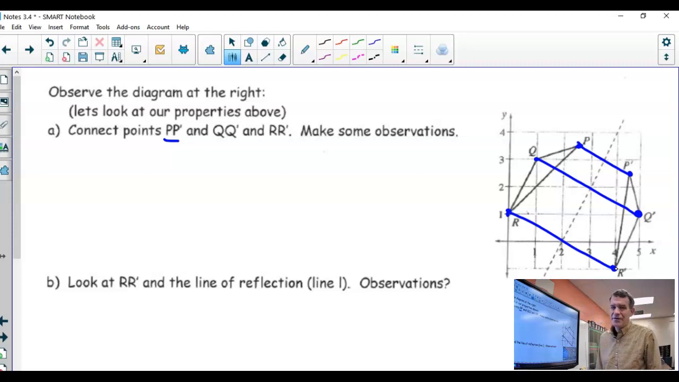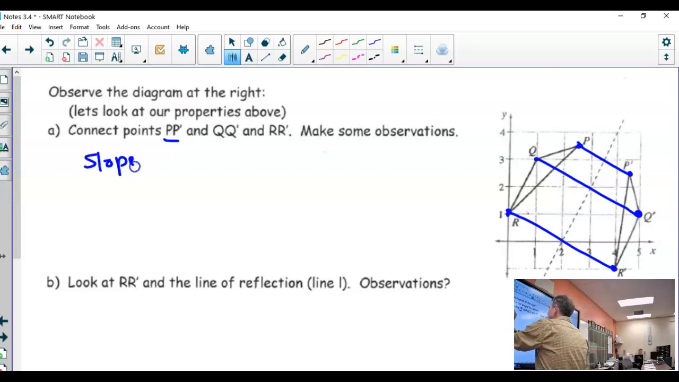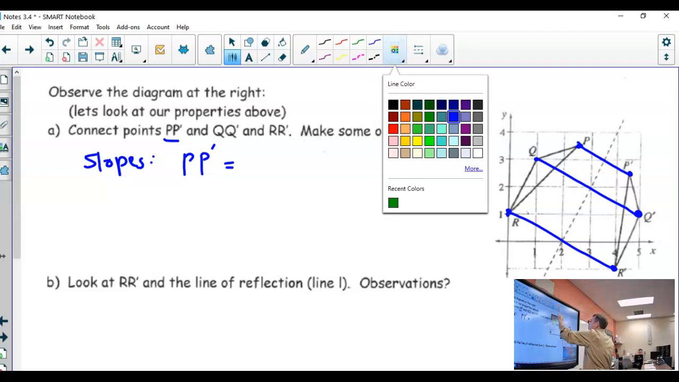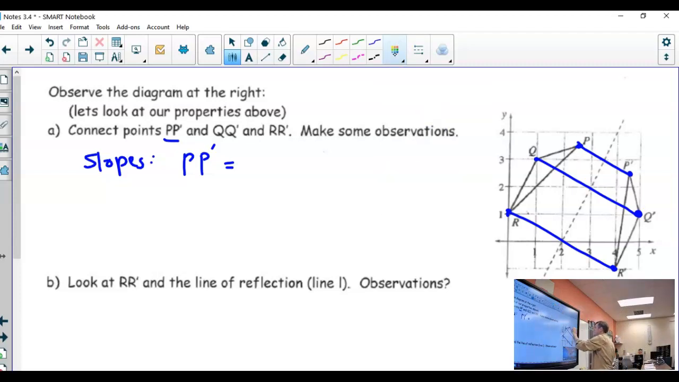And I can check to see if they're parallel by checking their slope. Now, this is not my favorite graph. Let's see. So I'm doing the slope. So I'm going to start with PP prime. It's not my favorite graph because some of the points are at halves, but I will deal with it. So the slope of PP prime would be this right here, right? So that is down 1 and over 2. It is negative 1/2.